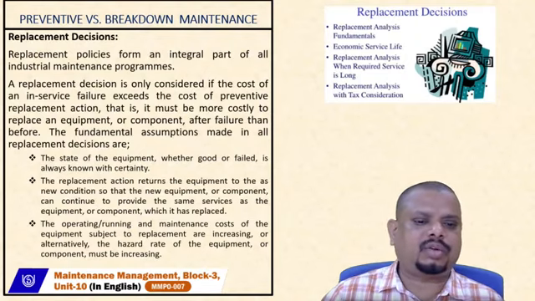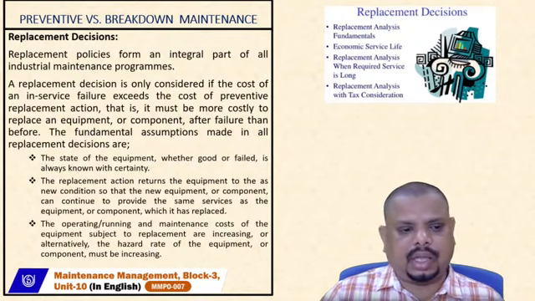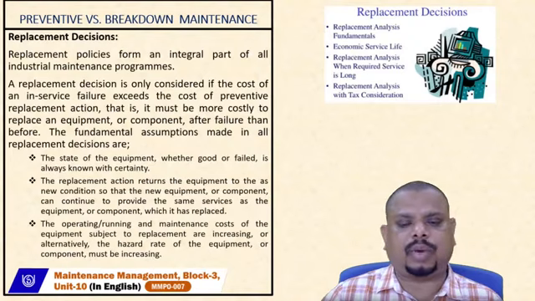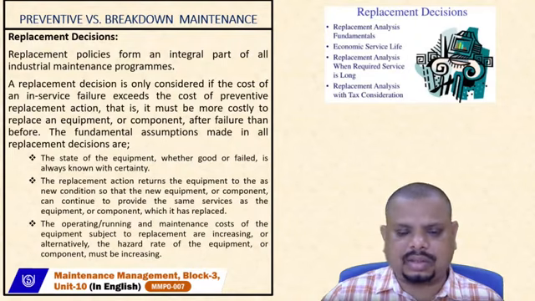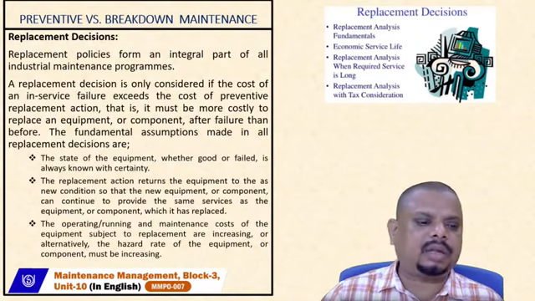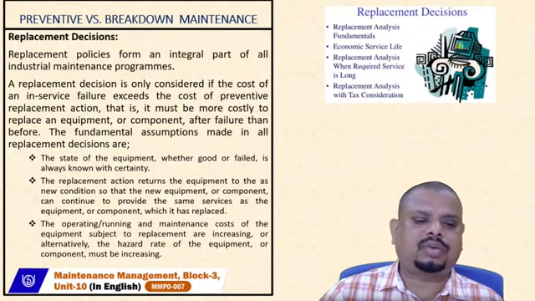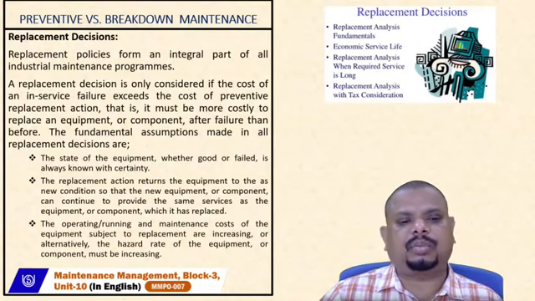The first important part is that the state of equipment, whether good or failed, is always known with certainty. The next decision we have is the replacement action, which returns the equipment to as-new condition so that the new equipment or component can continue to provide the same service as the equipment or component which has been replaced. And the third decision is that the operating and maintenance cost of the equipment subject to replacement is increased, or alternatively the hazard rate of the equipment or component must be increased. So these three decisions should be taken under the replacement policies.